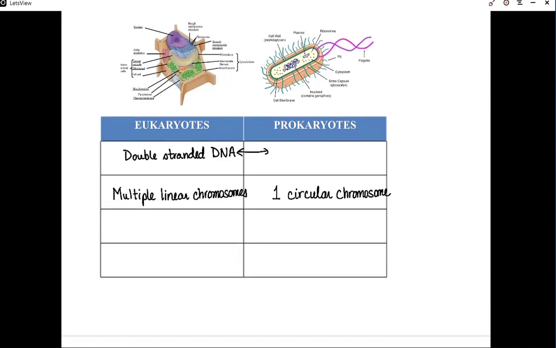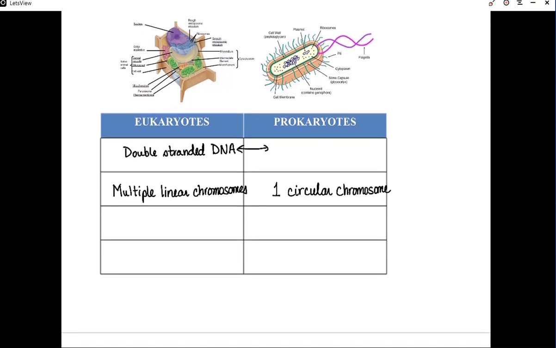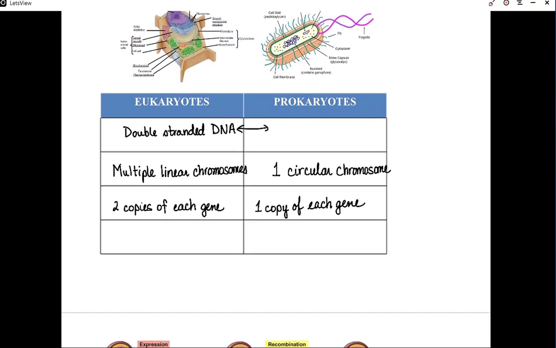Eukaryotes tend to have 2 copies of every gene. Prokaryotes tend to have 1 copy of each gene. Eukaryotes do have extra-chromosomal DNA. That means DNA that exists outside of the nucleus. But their DNA tends to be found in mitochondria and chloroplasts.